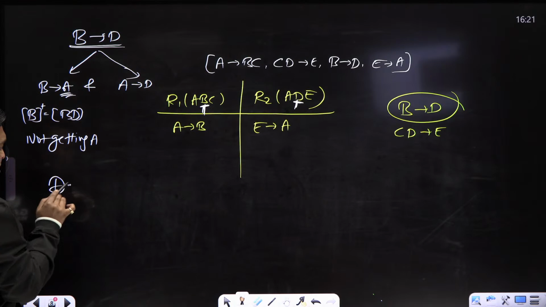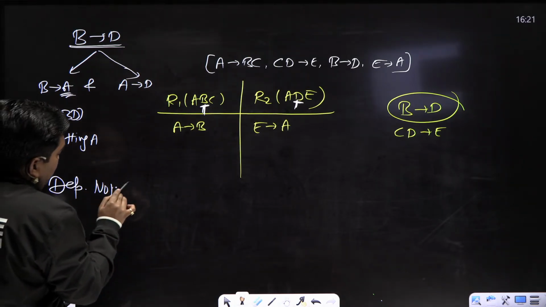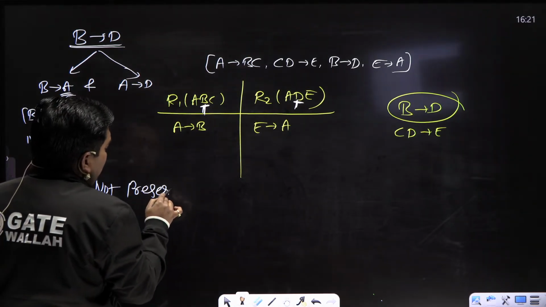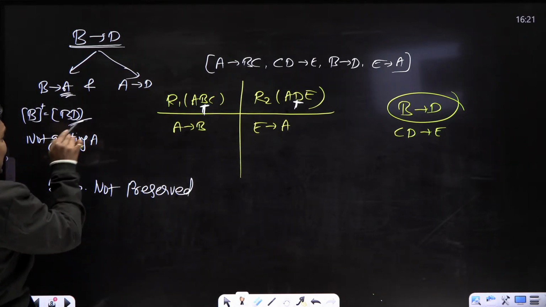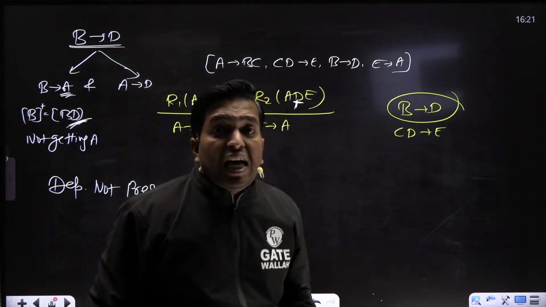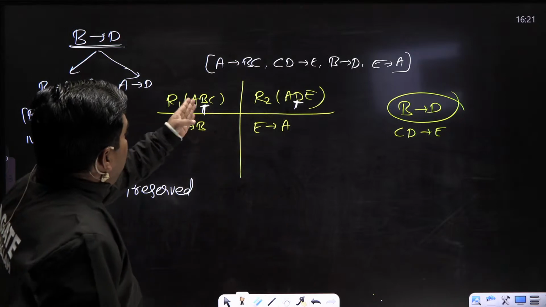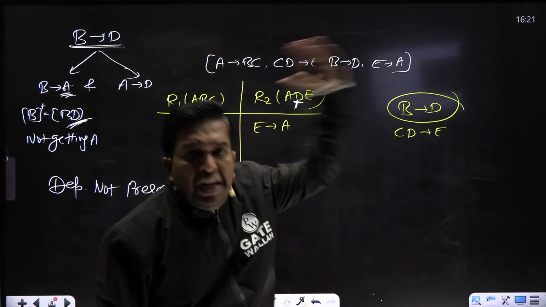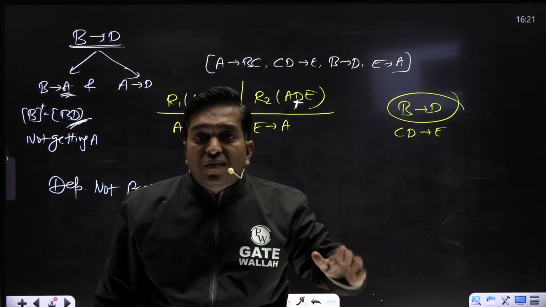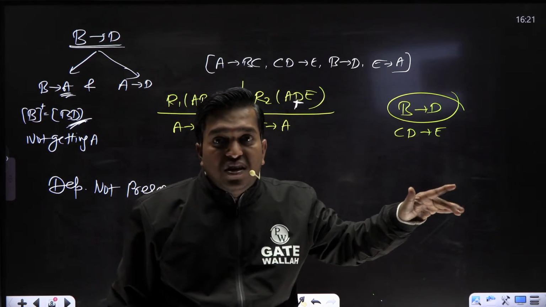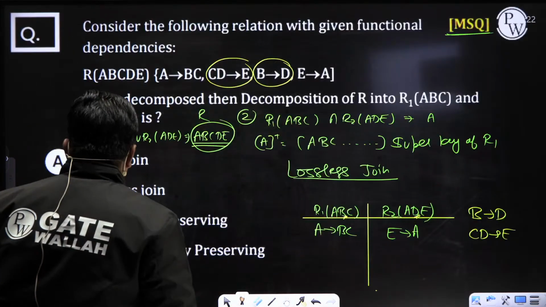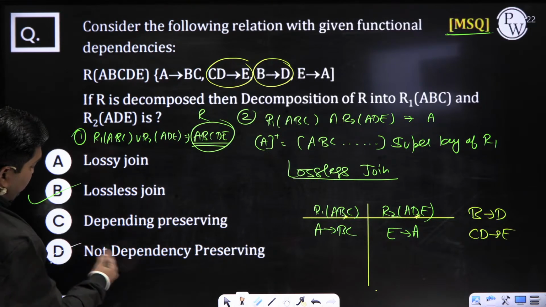So what can you say? Dependency not preserved. Now I know you are thinking, sir, we are getting D. But my dear, B is present in R1 and D is present in R2. These are different sub-relations. So what is the conclusion? Dependency not preserving.